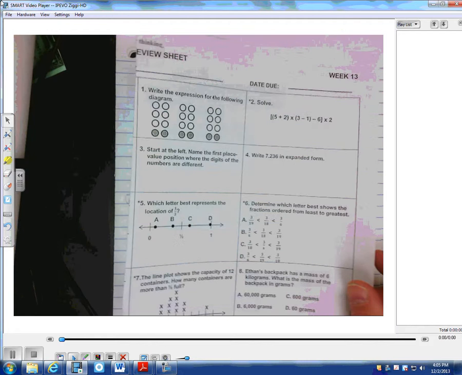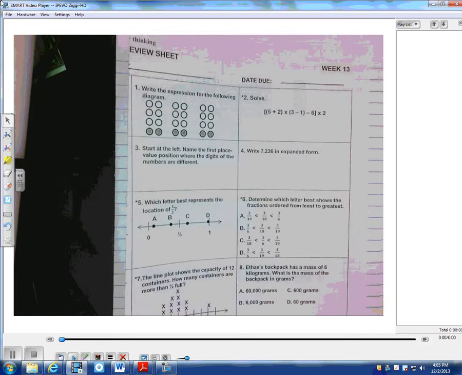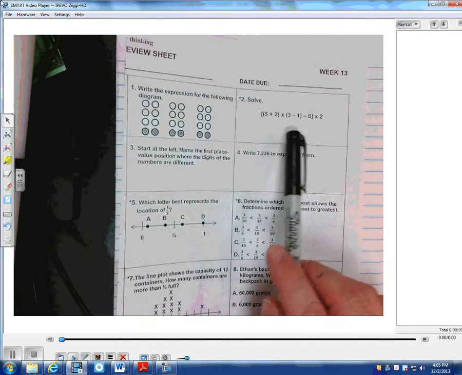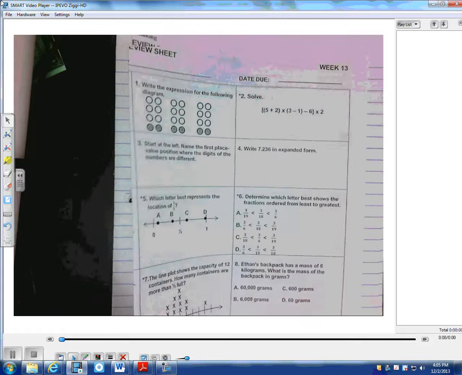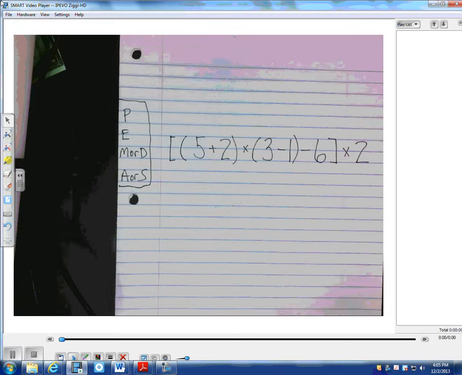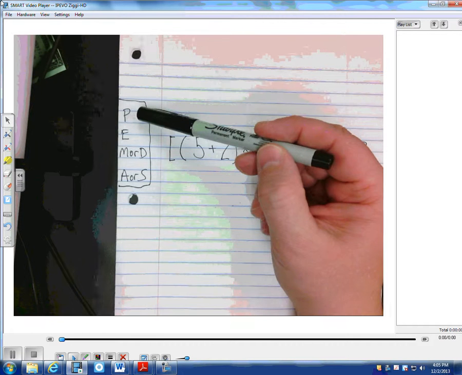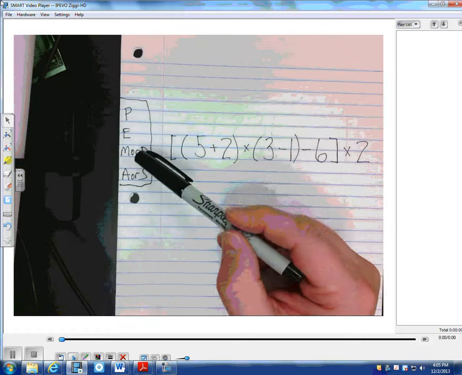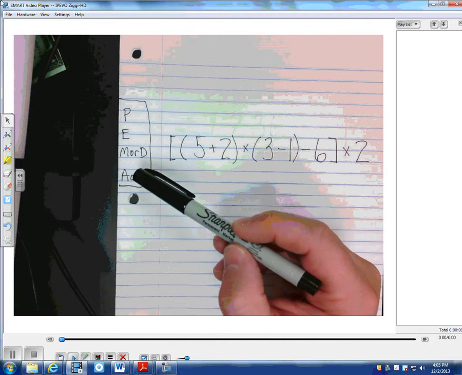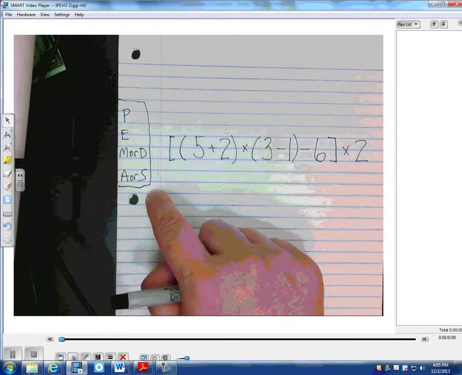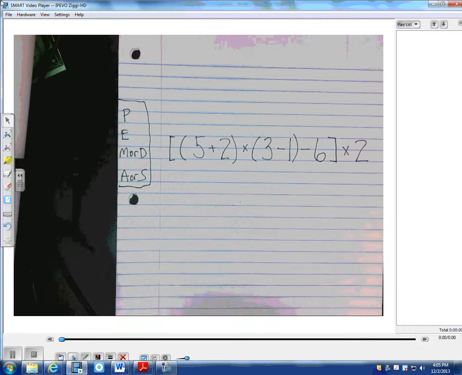Same thing with number 2. Number 2 is order of operations, which I know we've had this year. So you're going to take this problem and you need to solve it. Just a quick reminder: for my order of operations, the first thing I do is my parentheses. Then I do exponents, which I do not have in this problem. Then I have multiplication or division. And then I have addition or subtraction. So remember, if you have both multiplication and division, or addition and subtraction, in the same problem, you do whichever comes first, going left to right.